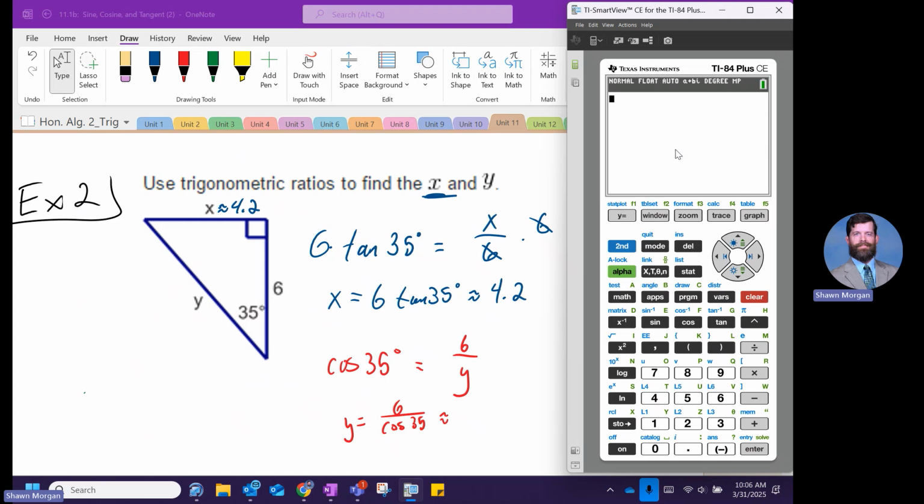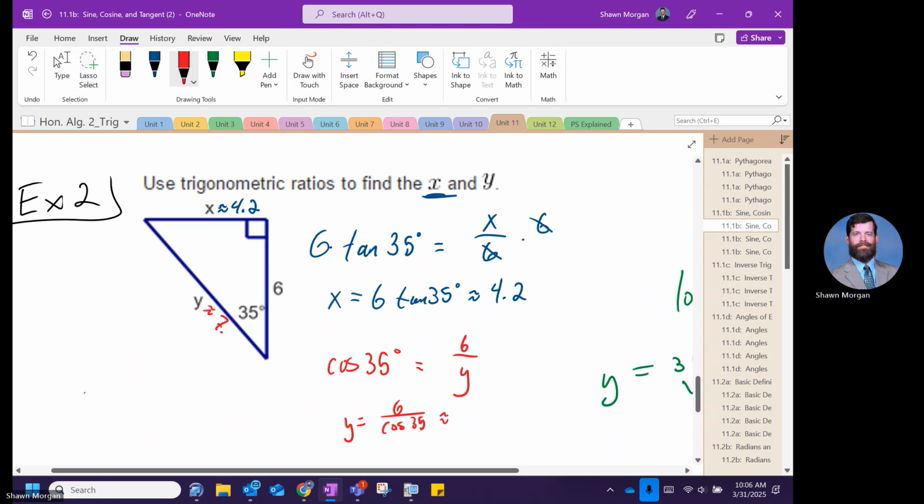What mode should I be in? Degree mode, because I am a degree man. Cosine 35, we get about 7 and some change, about 7.3. You get the wrong answer. Yeah, if we're in radian mode, you would have to change 35 degrees into radians, and that's pesky. I'll teach you how to do that, but it's pesky.